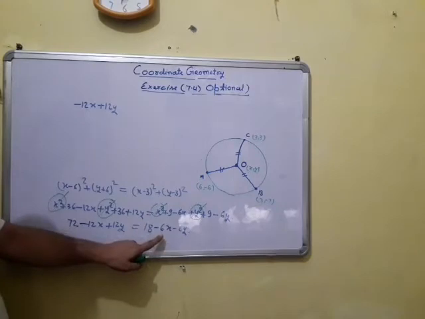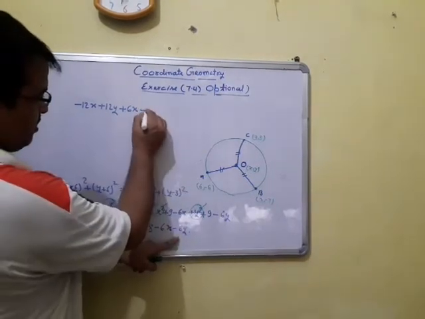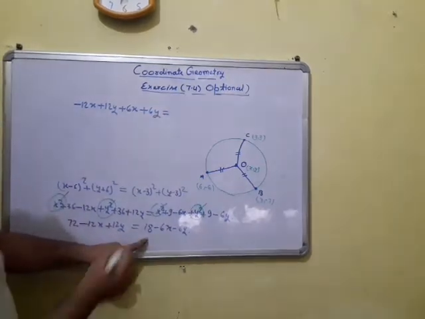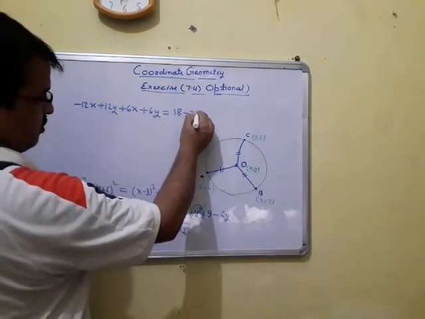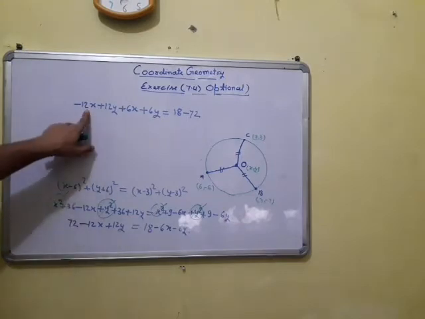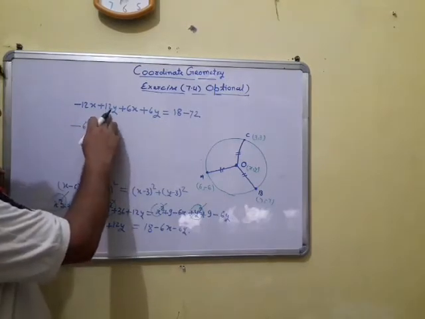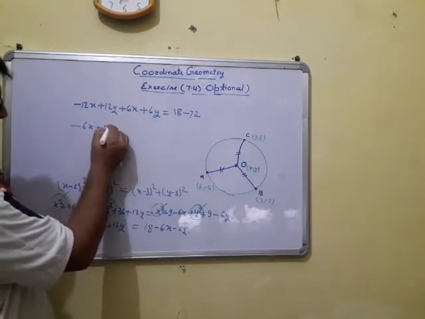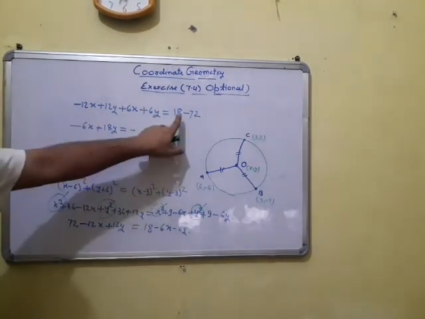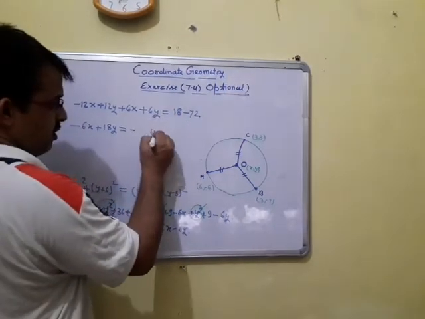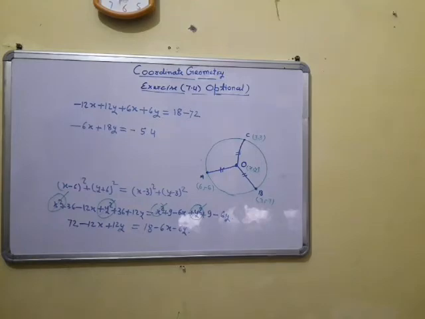and this minus 6x goes to that side, changing the sign, it becomes 6x, and minus 6y becomes plus 6y, is equal to plus 18, and 72, which is positive, goes to that side as minus 72. Now look here, minus 12x plus 6x gives minus 6x, and plus 12y plus 6y gives plus 18y, clear? Is equal to, we get minus, and 72 minus 18 we get 54, clear? We get 54.